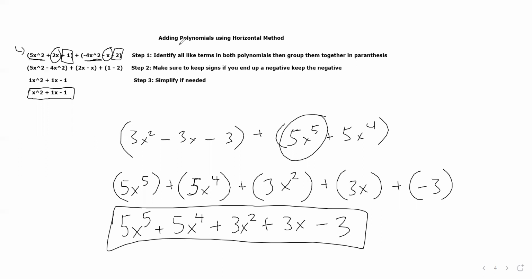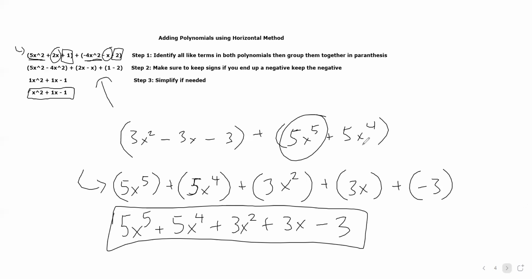So that's what it would look like if none of them match. What am I supposed to do? Your job is to make sure you put them in descending order of power. And now they're essentially in standard form, right? Okay, so that's adding polynomials using the horizontal method. The horizontal method is just you're grouping them, and I want to see the groups. In other words, I want to see that step or this step. Otherwise, you won't get credit.